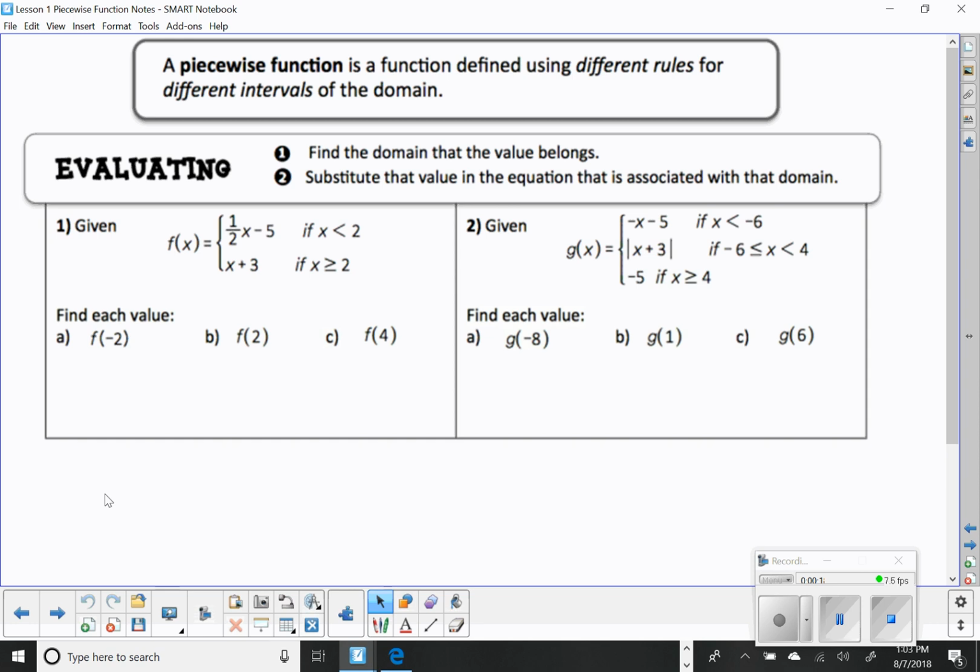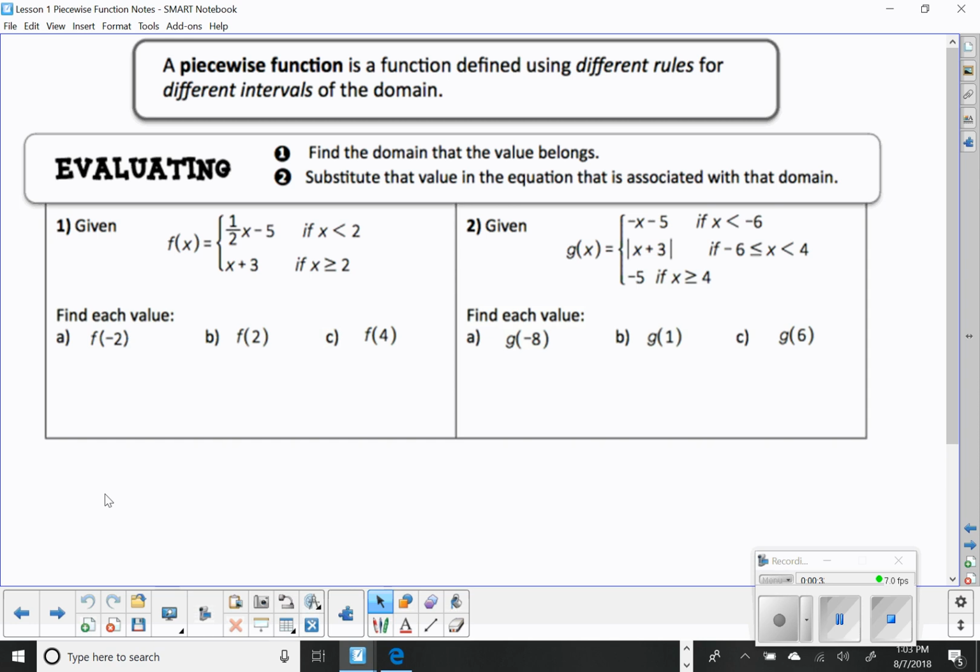First, a piecewise function is a function defined using different rules for different intervals of the domain. Find the domain that the value belongs to when you're evaluating, and then substitute that value into the equation.